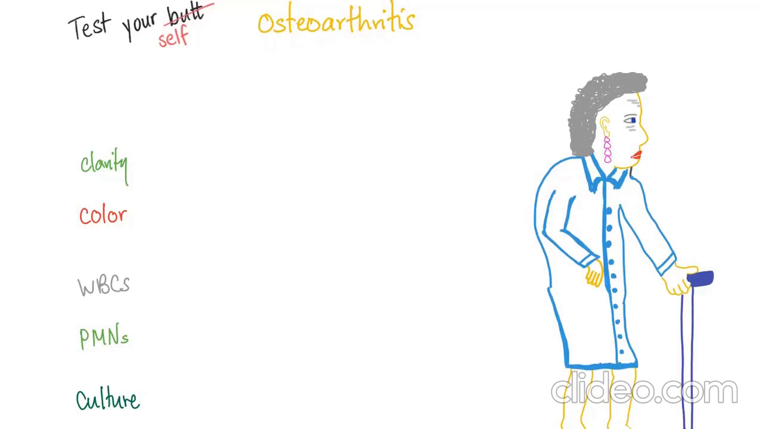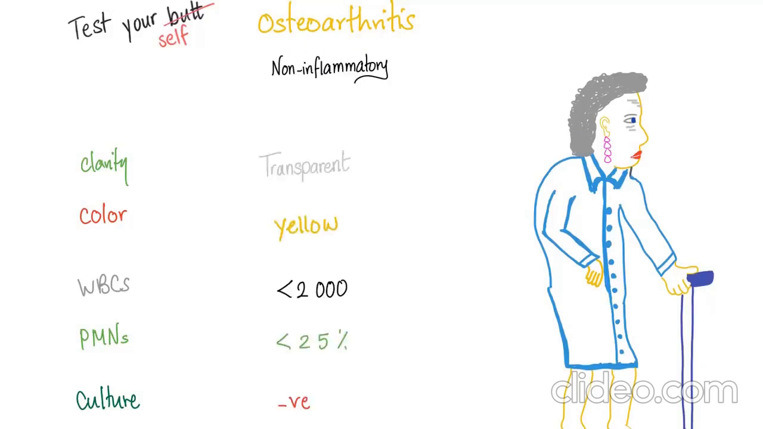We're talking about osteoarthritis. I want you to guess how the clarity will be. How about the color in case of osteoarthritis? White blood cells, PMNs, and culture of the joint fluid aspirate. Now pause. The answers. Clarity should be transparent. What was the normal? The normal is transparent, so this is normal. Color. In osteoarthritis, it's yellow. Do you remember the normal? Colorless or straw colored.